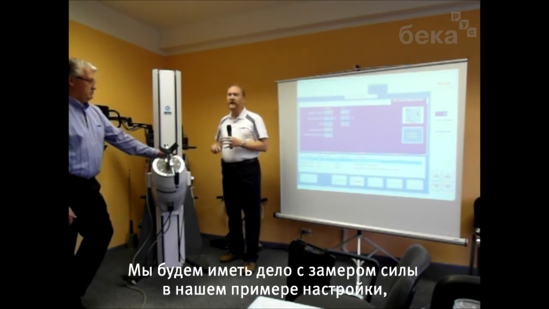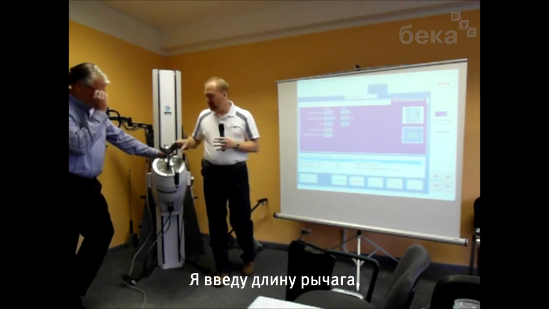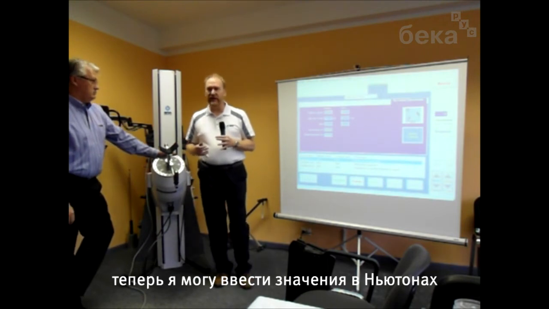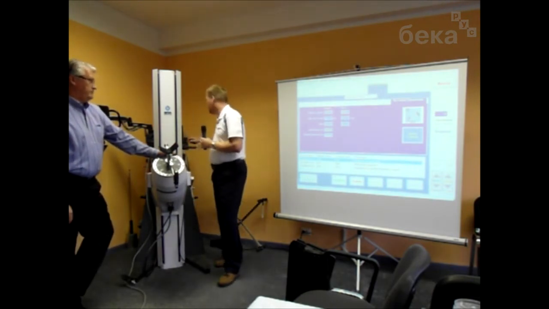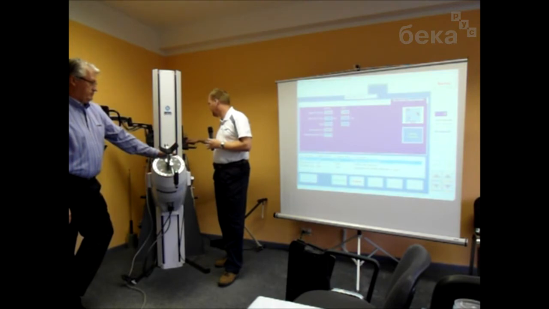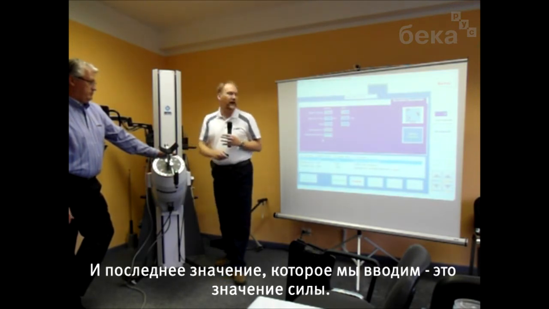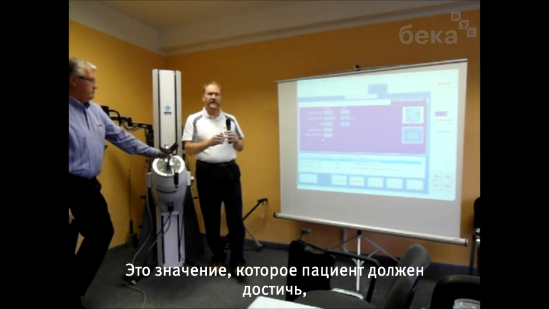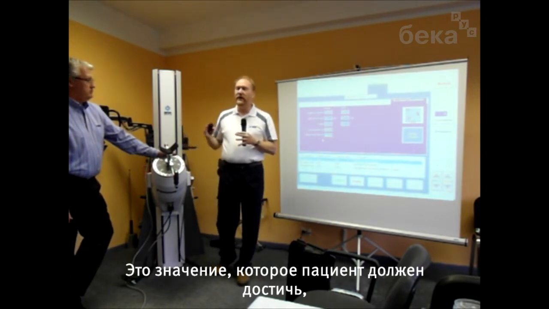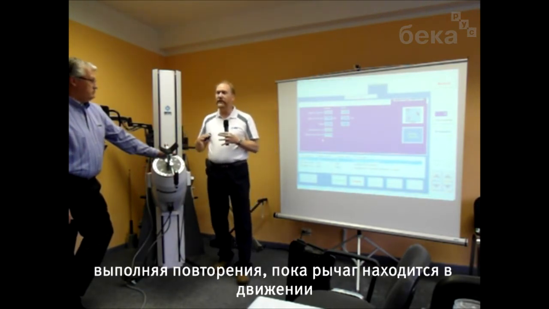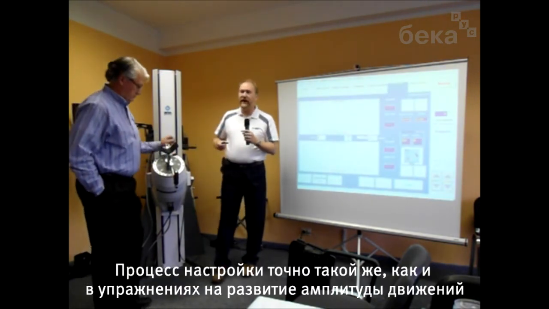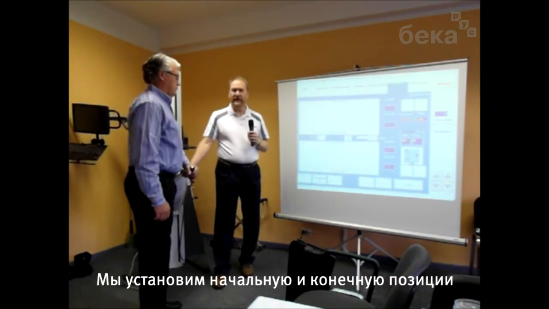And since we're going to be dealing with force output in this particular setup, I'm going to enter the lever length of the tool so that I can enter the values then in newtons instead of newton meters. And then the last value that we can set is the target force value. This is the value that you're going to set that you want the person to try to achieve with each repetition as the tool is moving them through their range of motion. So the setup process is the same as far as range of motion goes. We're going to set a beginning and an end position.